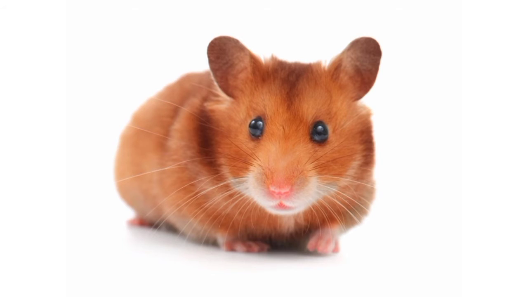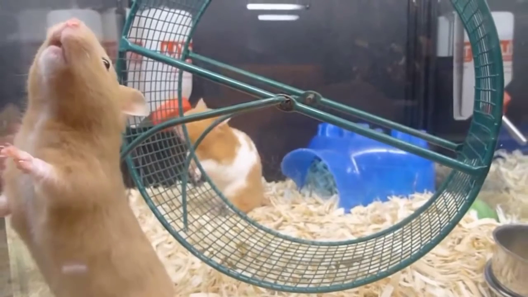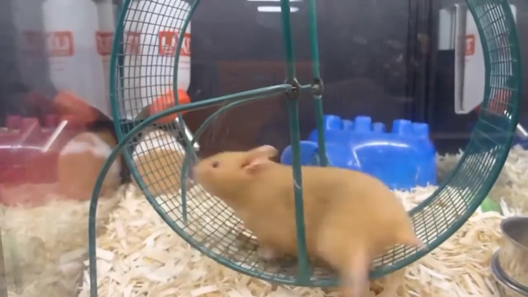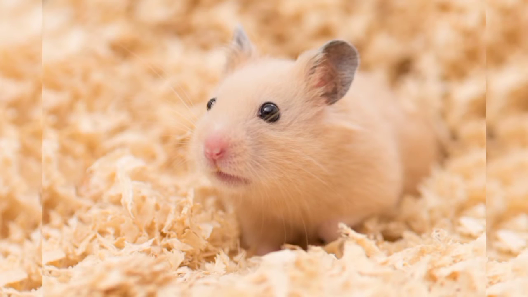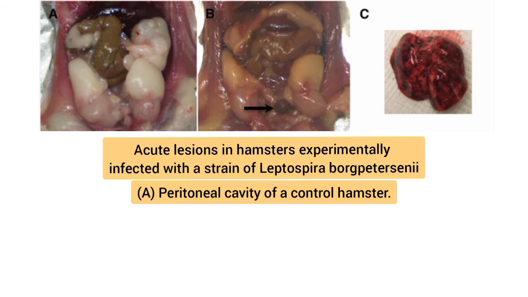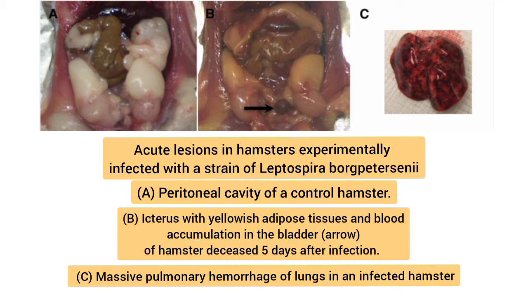Syrian hamsters are the preferred model to study the infection of serovars of Leptospira interrogans, with bacteria traveling rapidly to the bloodstream via the lymphatics, then invading tissues and infecting all organs prior to the death of the hamsters.